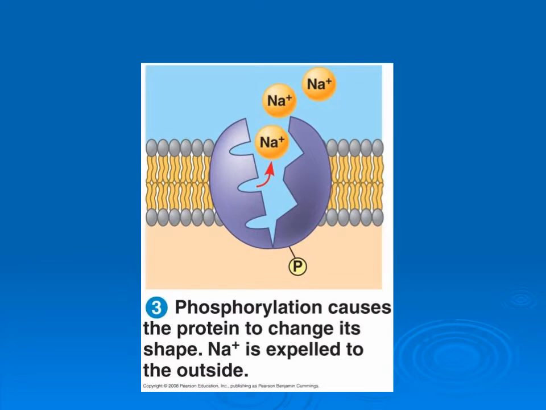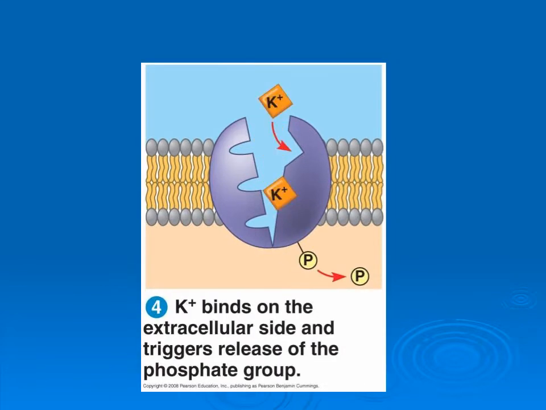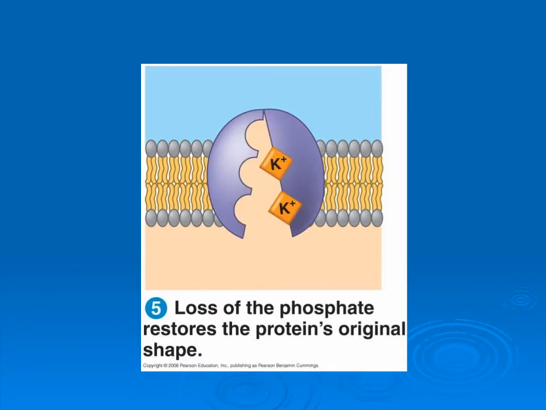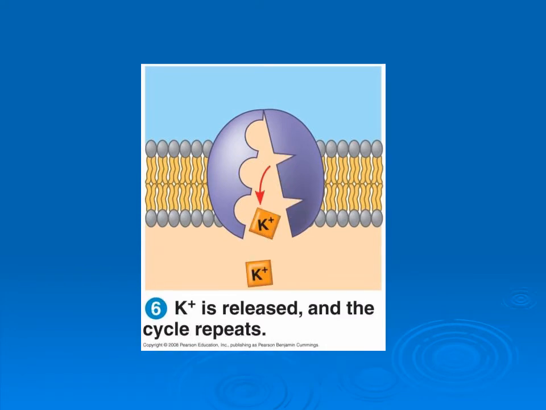When it changes shape, it opens to the exterior of the cell and releases sodium ions. And when it is open to the outside of the cell, 2 potassium ions are attracted to the pump. As the potassium ions bind, the phosphate detaches, and the pump returns to its normal conformation, releasing the potassium ions into the interior of the cell.